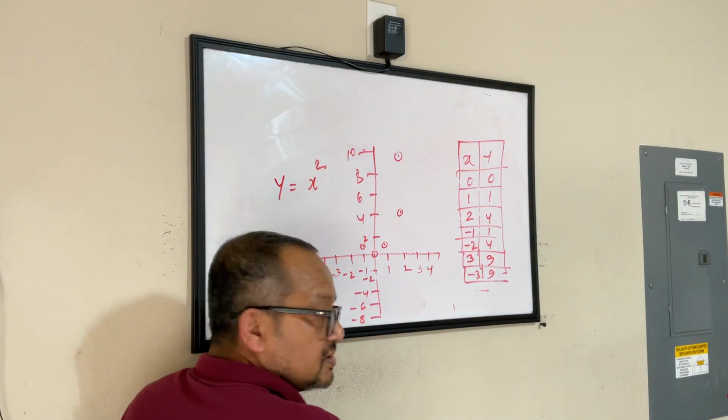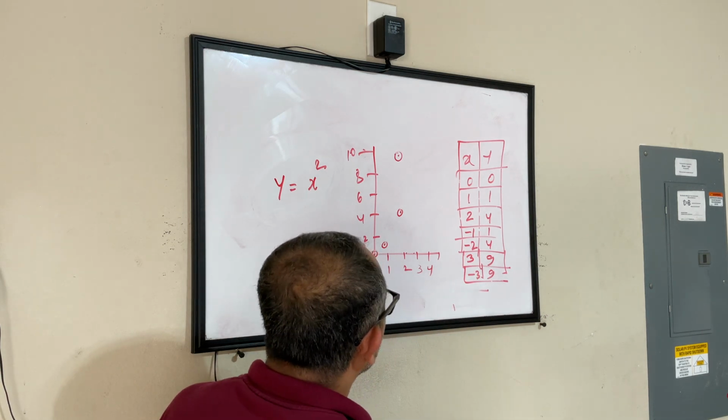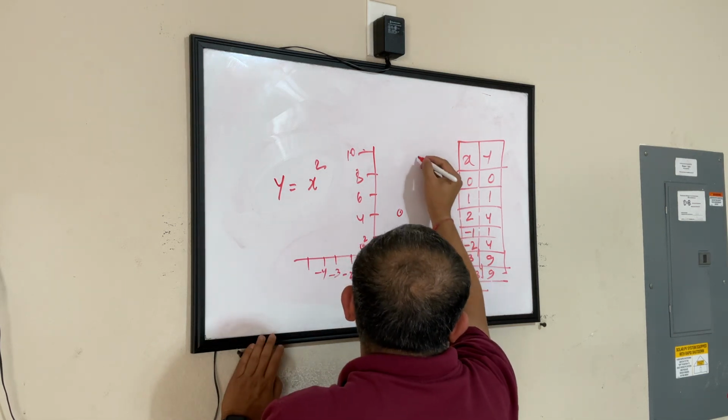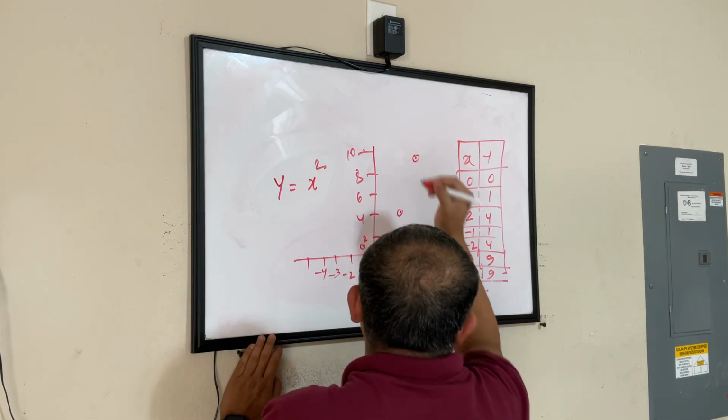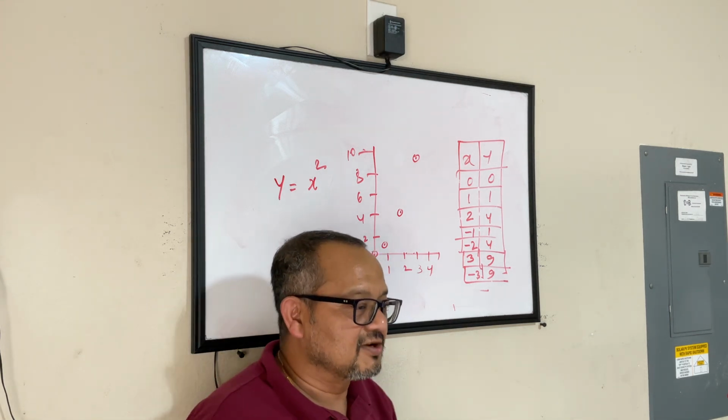Hold it, Advik. You plotted 2, 9 instead of 3, 9. Okay, you got a good eyesight. Even if you got glasses like me, you got a better eyesight.